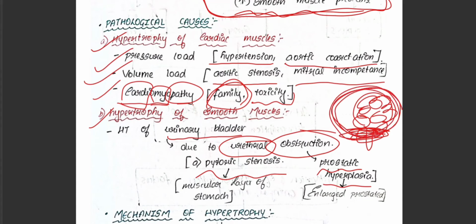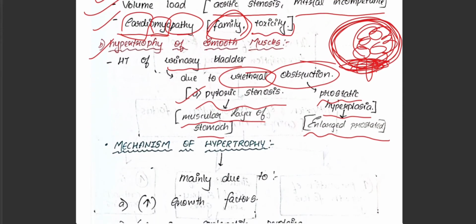There is an increase in the size of the cell, which causes an increase in the size of the organ or the tissue. This is called hyperplasia. The best examples are pyloric stenosis, which you can see in the muscular layer of the stomach, and prostatic hyperplasia, that is, enlargement of the prostate due to accumulation of some benign or malignant tumor cells.